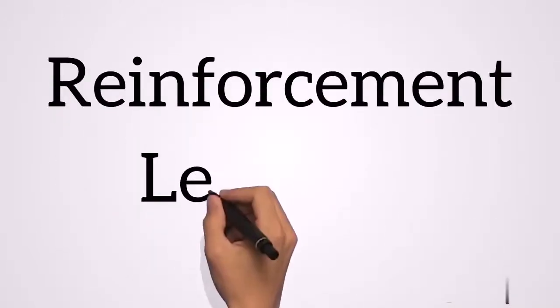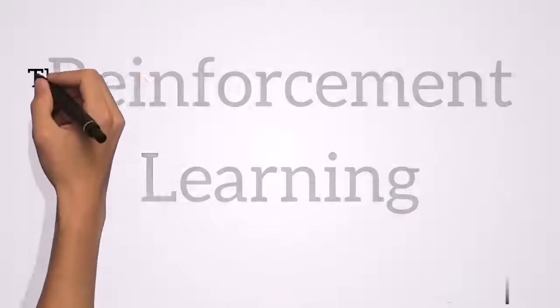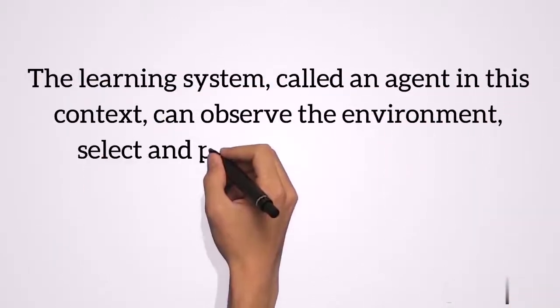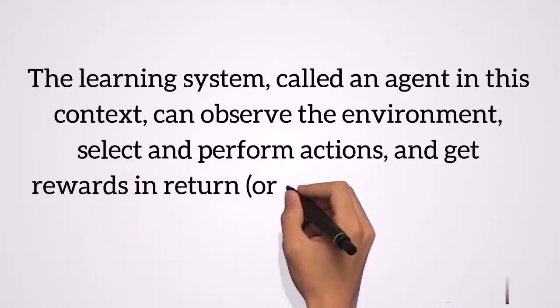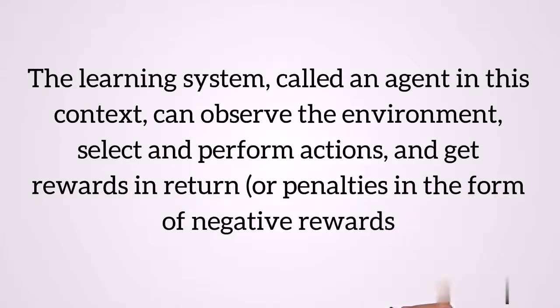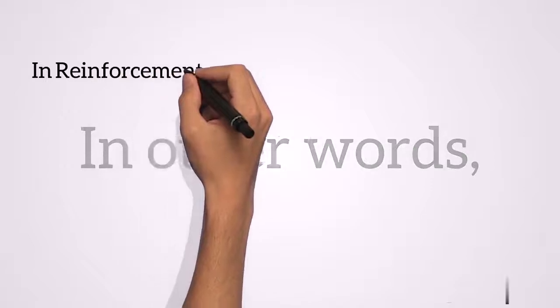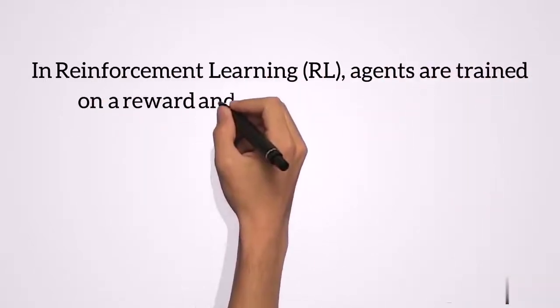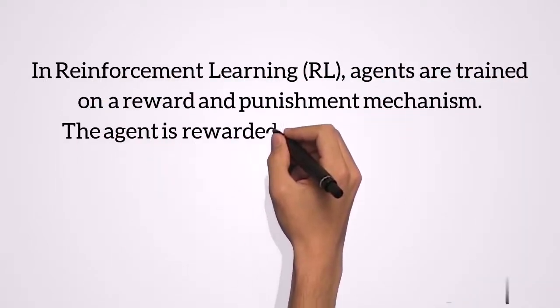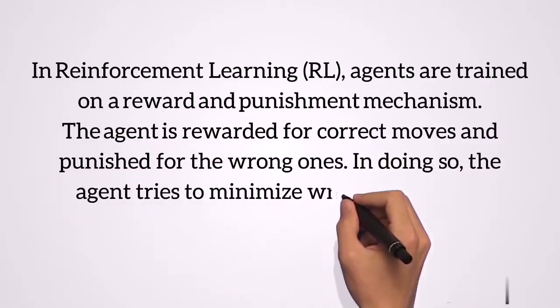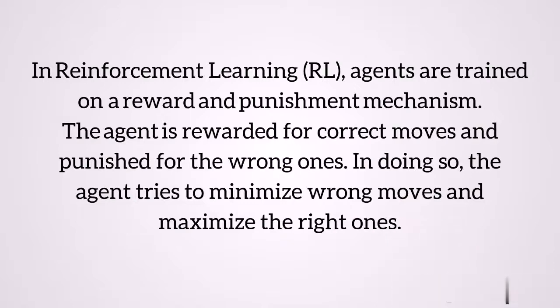Next topic: reinforcement learning. The learning system, called an agent in this context, can observe the environment, select and perform actions, and get rewards or penalties in the form of negative rewards in return. In other words, in reinforcement learning, agents are trained on a reward and punishment mechanism. The agent is rewarded for correct moves and punished for the wrong ones. In doing so, the agent tries to minimize wrong moves and maximize the right ones.